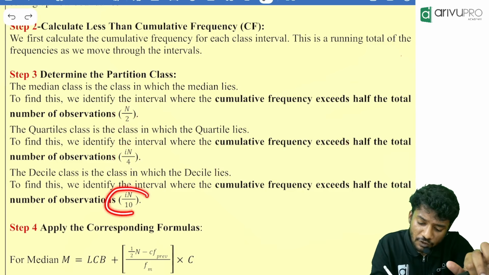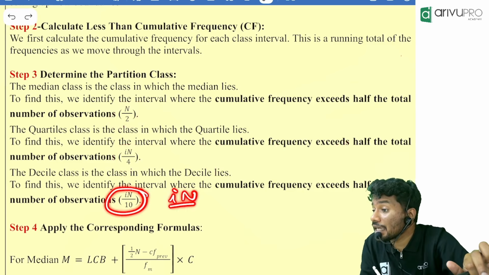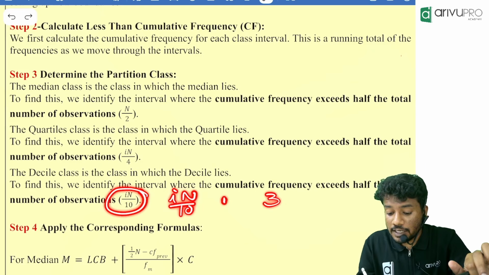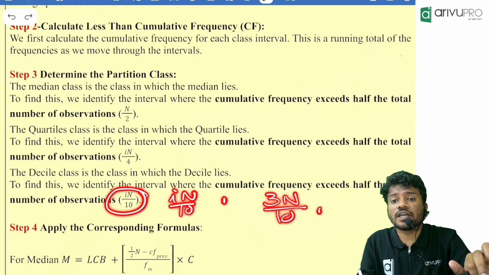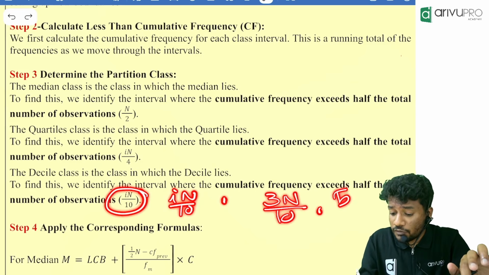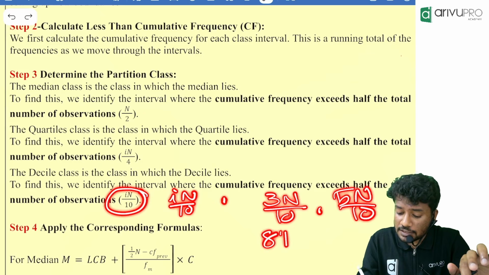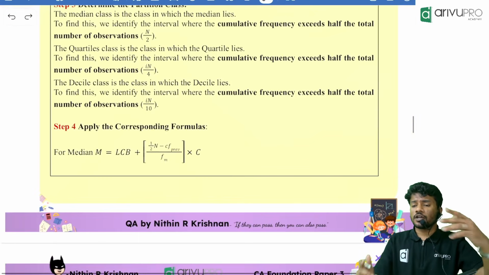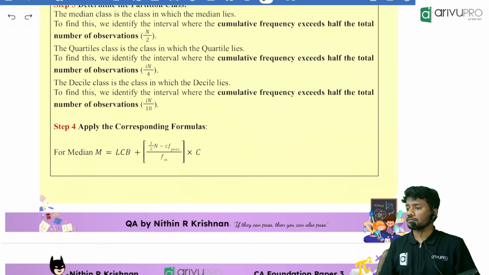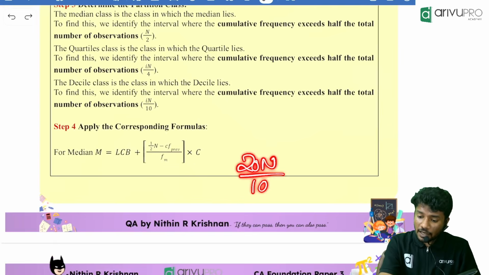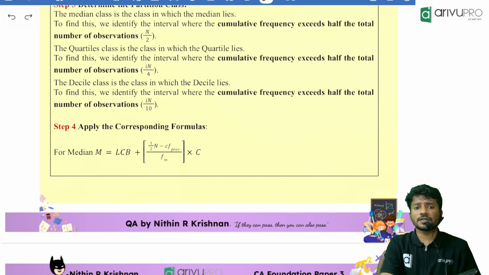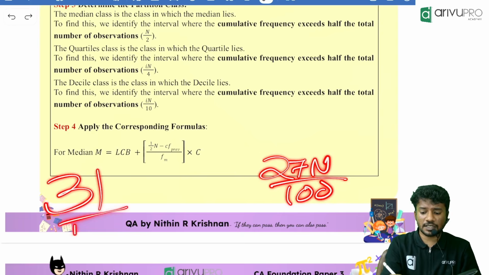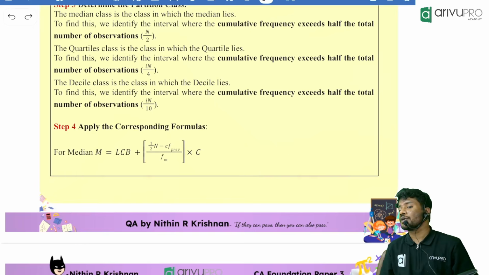For decile, it will be n by 10. What if they ask for the third decile? 3n by 10. What if they ask for the fifth decile? 5n by 10. What if they ask for the 8th decile? 8n by 10. Now my question is, what if they ask for the 20th percentile? 20n by 100. What if they ask for the 27th percentile? 27n divided by 100. What if they ask for the 31st percentile? 31 divided by 100 into n.